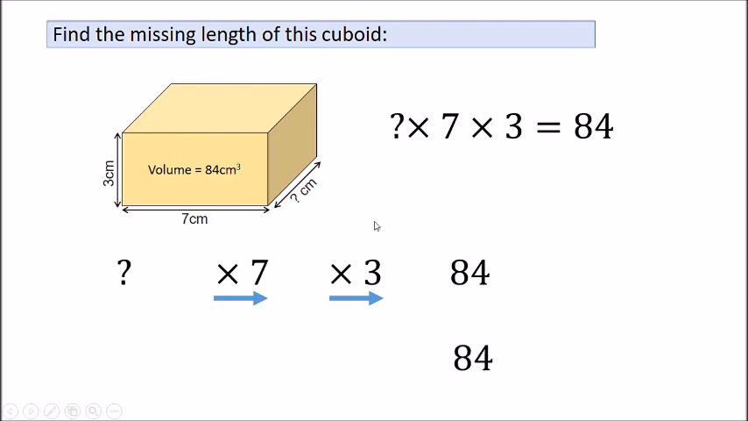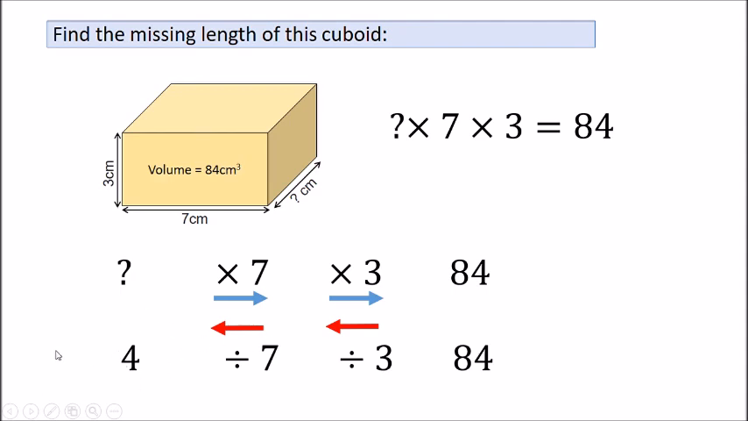Well, to find out what that something is, I could just do this backwards, right? So I could start on 84. What's the opposite of timesing by 3? Well, it's dividing by 3. What's the opposite of timesing by 7? Well, it's dividing by 7. So 84, let's divide it by 3 and then divide it by 7. That gives me 4 as my final answer.